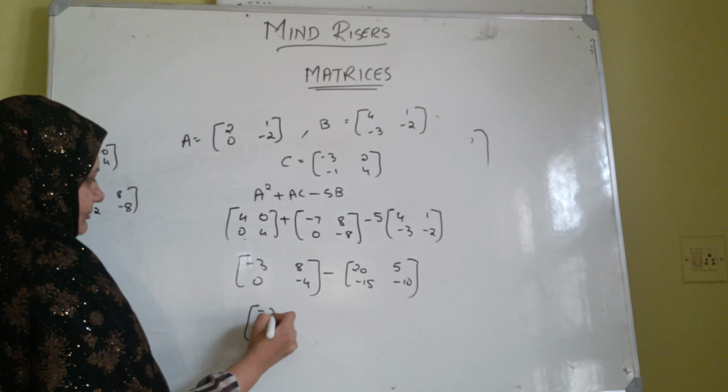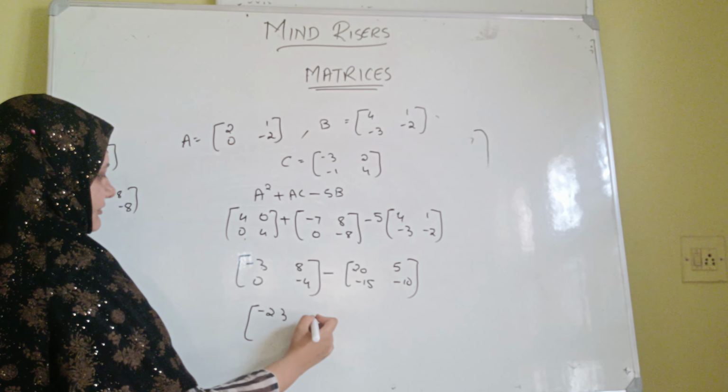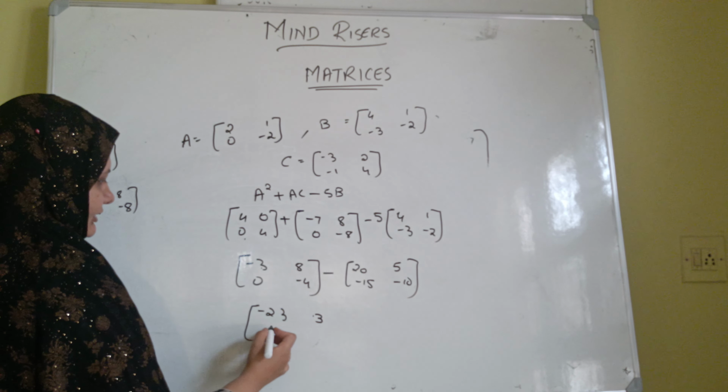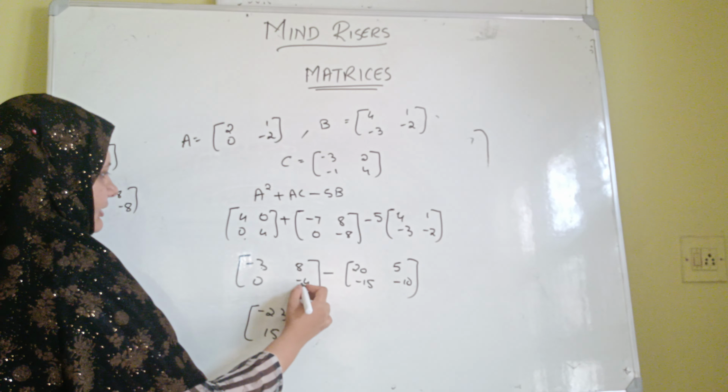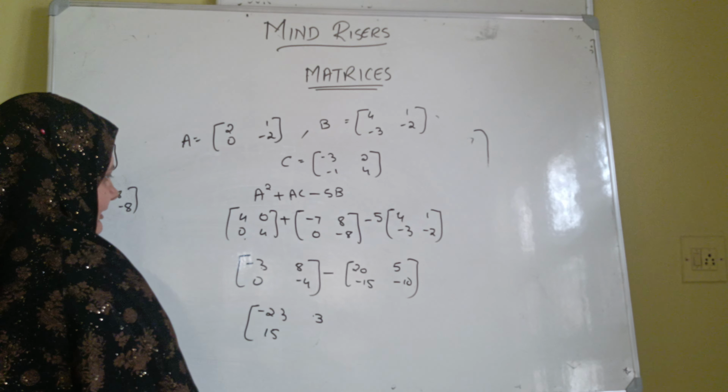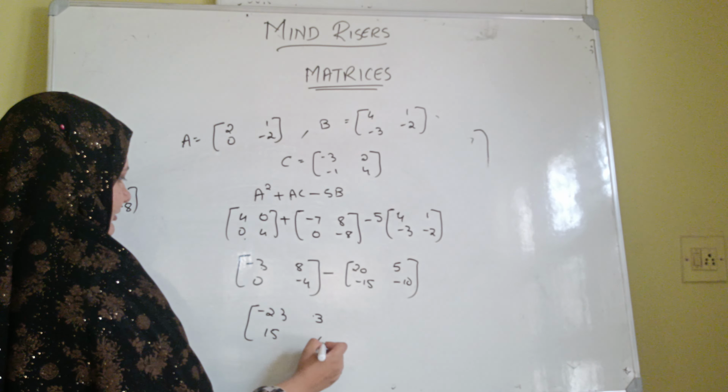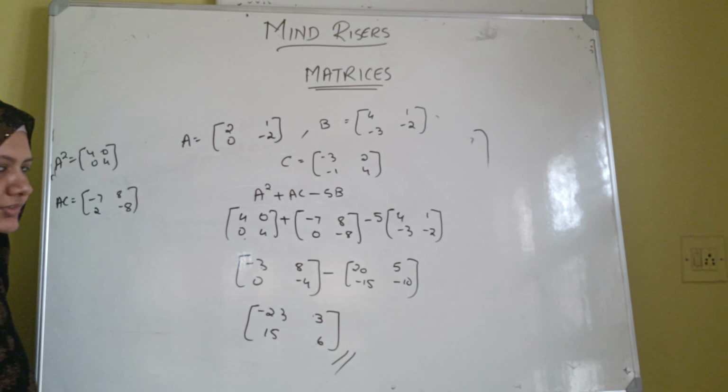Again same position, you need to simplify. Minus 3 minus 20 is minus 23. 8 minus 5 is 3. 0 minus of minus 15 is plus 15. Minus 4 minus of minus 10 is plus 10. So we get 6. So this is the answer.